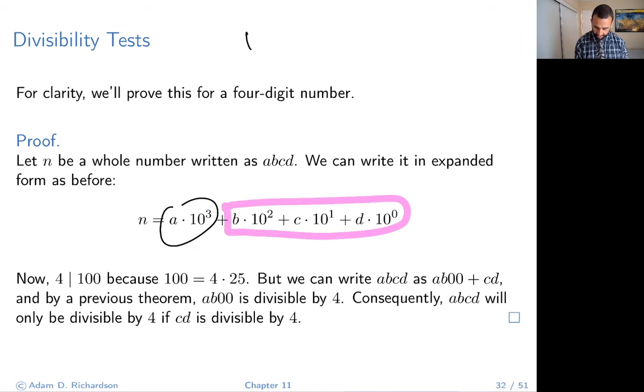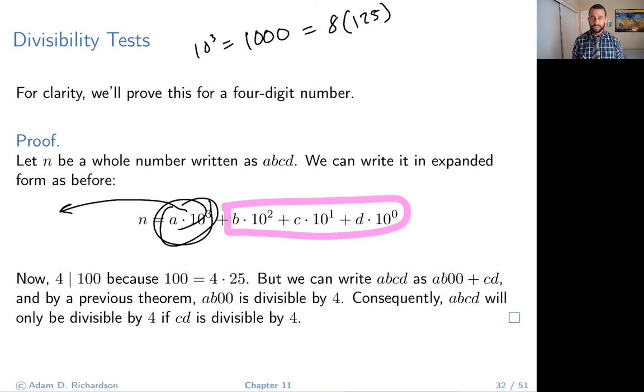Remember, 10 cubed is 1,000, and 1,000 is divisible by 8 because 1,000 is equal to 8 times 125. You can count them: 125, 250, 375, 500, there's 4, do that again, you'll get 8. So anything above, basically all this and beyond, is divisible by 8. That whole sum is divisible by 8 already, so you just have to check the last 3 digits.